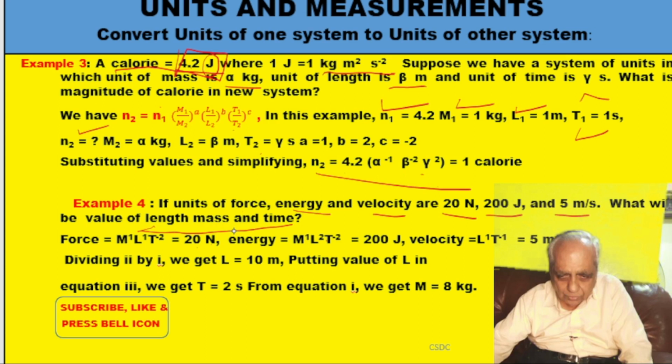So I will get the value of L as 10. Only L will remain. Now put the value of L in this third equation, you will get the value of T. So T you are getting is 2 seconds. Now you know L and T, you put them here, you will get the value of M as 8 kg. So this is how you can convert from one system to another system. Is it all right? So this topic is over.